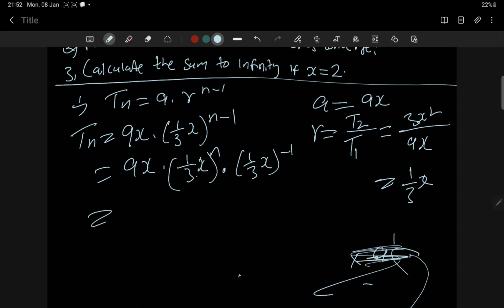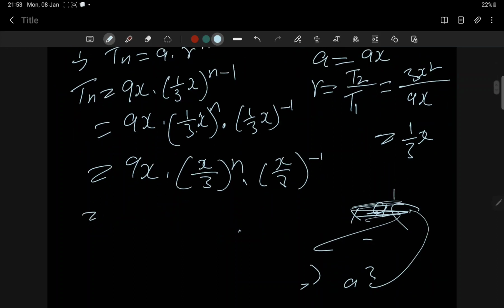Okay, fine. So now, what can we do? We have 9x. And this one, you can multiply x by 1. When you multiply fractions, you multiply denominator by denominator, numerator by numerator. In this case, it will be 1 times x, that will be x over 3. The exponent is still n. Then for this term, 1 over 3x to the negative 1, you can do the same thing: x over 3 to the negative 1.